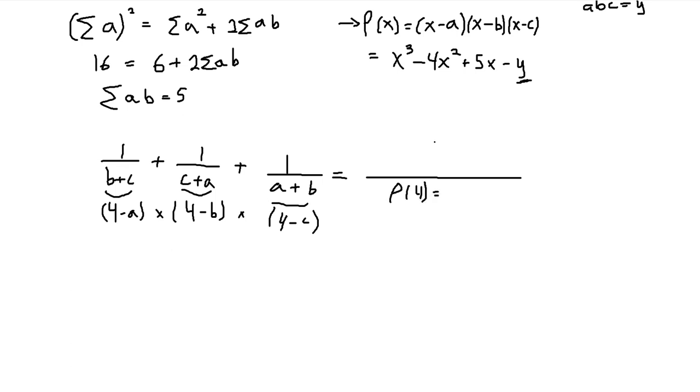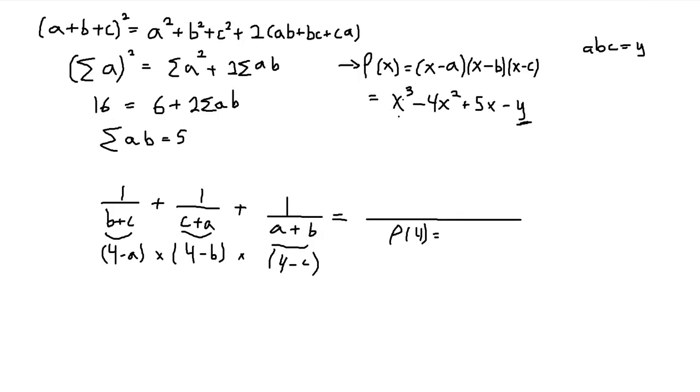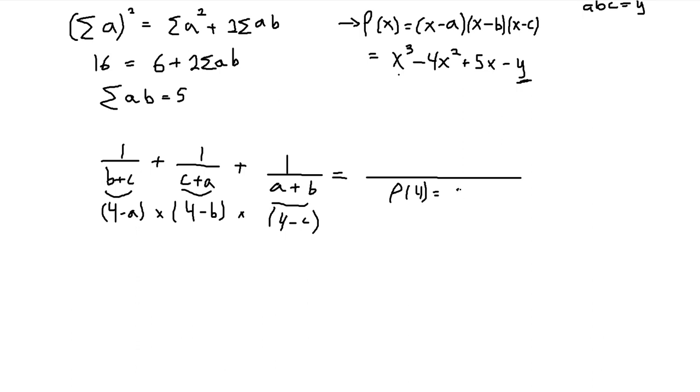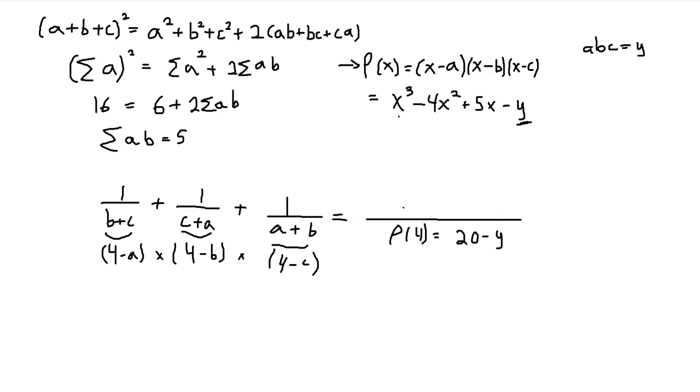And what is p of 4? Well, if we plug in 4 here, these two terms cancel out, thankfully, so that's just 20 minus y. The numerator will be these products taken two at a time. So 4 minus b times 4 minus c plus 4 minus a times 4 minus c plus 4 minus a times 4 minus b. And that is actually the derivative of p evaluated at 4.